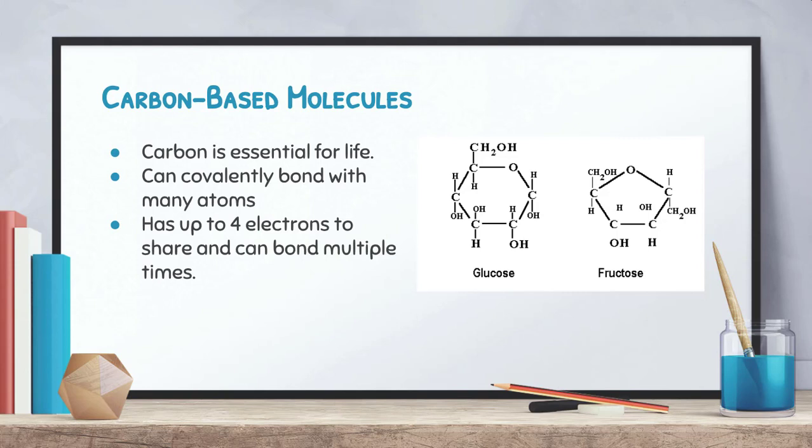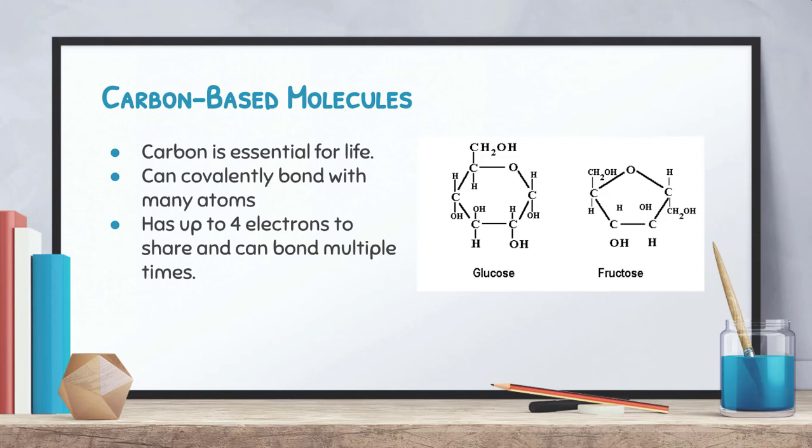So we've talked about this before. We talked about organic molecules, and we've talked about how essential carbon is for life. And the reason is that it can covalently bond with many different atoms. It has the ability to share and bond multiple times because it has 4 electrons in its outermost shell. Therefore, it can actually form up to 4 different chemical bonds.